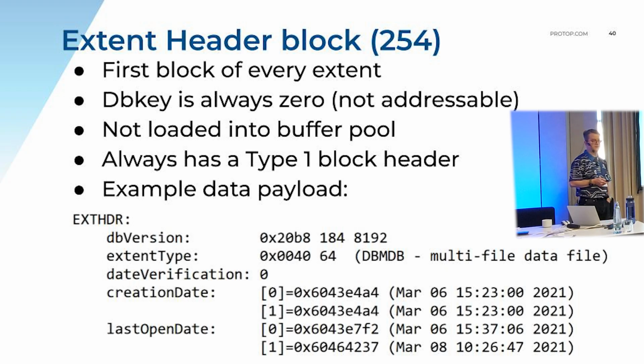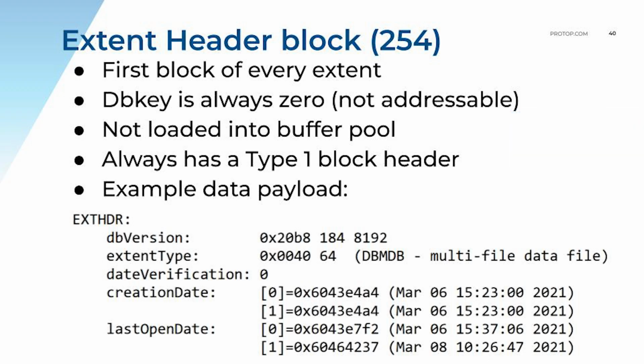And it always has a type 1 header, even when it's in a type 2 area. It's the only block that is like that. Other version numbers you might see here are 173 if it's a V11 database, or 150 if it's a V10. And it's going to be incremented again in V13.